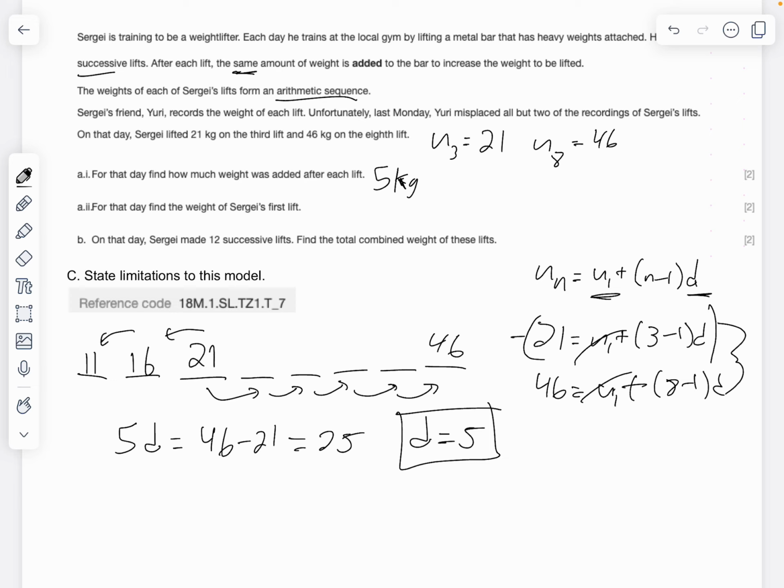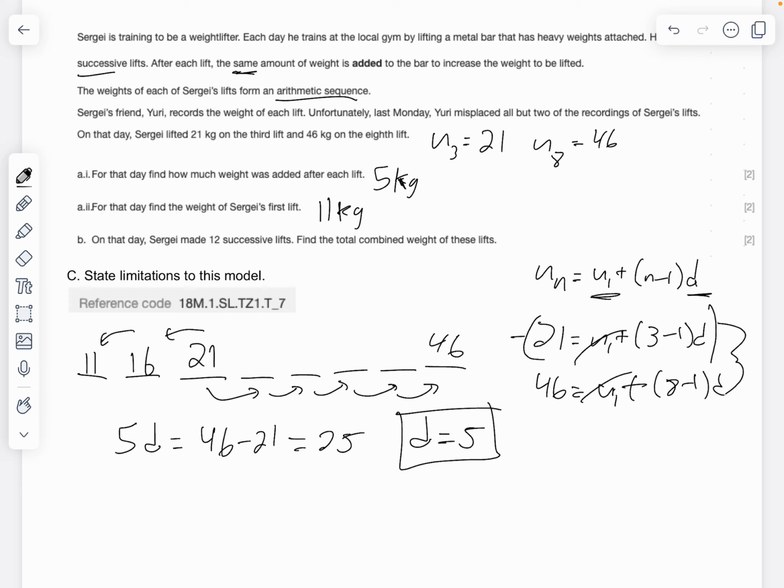But anyway, the blank method I think works pretty well for small numbers. But if you have bigger numbers, like if they gave me the 562nd term and the 8,956th term, something like that, then equations can be better. So anyway, first lift, 11 kilograms.